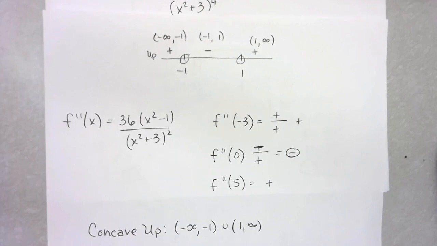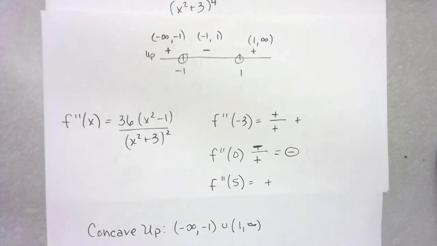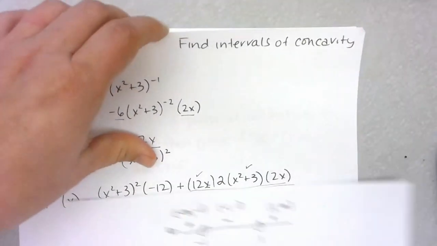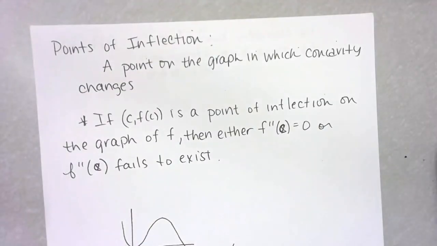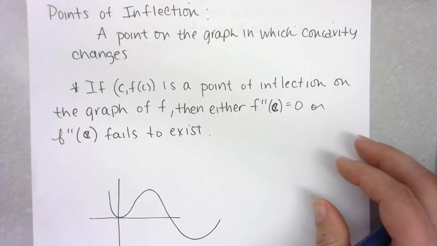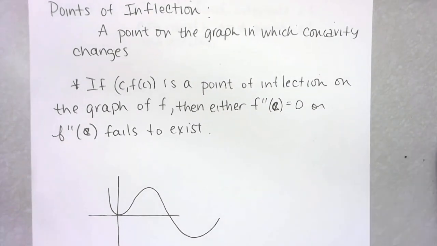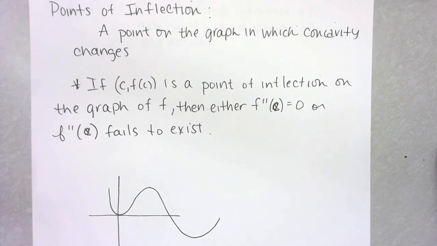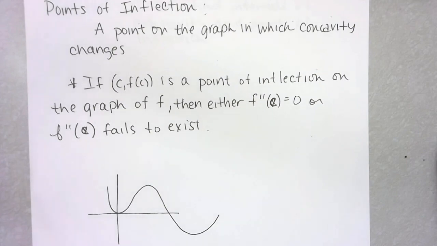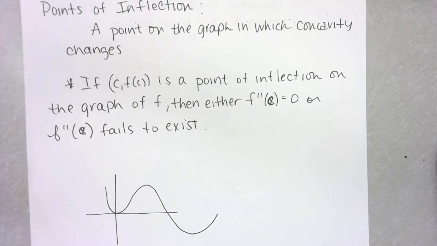So those are my intervals of concavity. Usually the hardest part of doing this is finding the second derivative and cleaning it up. So that's our first example. When we were doing our first derivative test, when our derivative changed sign, if it was continuous there, then we found out that it was a minimum or a maximum point. When my second derivative changes sign from concave up to concave down, we call that a point of inflection. A point of inflection is a point on the graph in which the concavity changes.